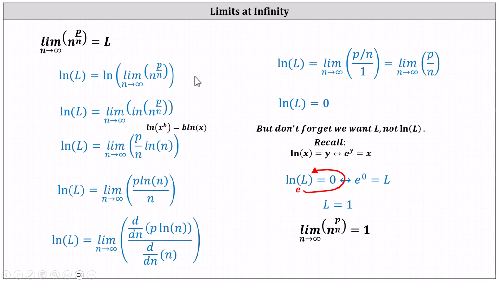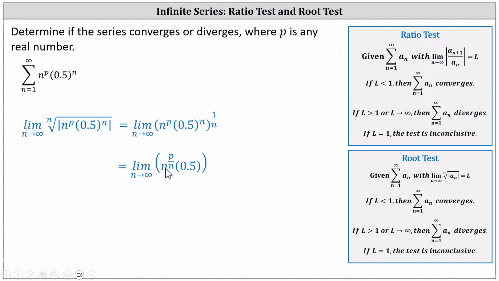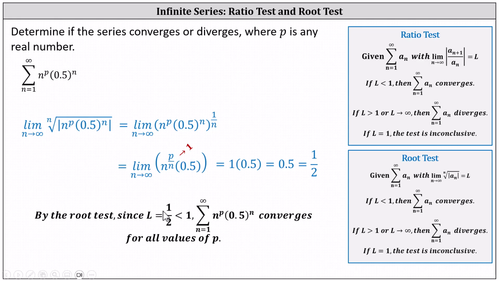Now going back to our previous slide, we now know n to the power of p divided by n approaches 1 as n approaches infinity, and therefore the limit is equal to 1 times 0.5, or 1/2, which indicates by the root test, since L equals 1/2, which is less than 1, the infinite series converges for all values of p. I hope you found this helpful.